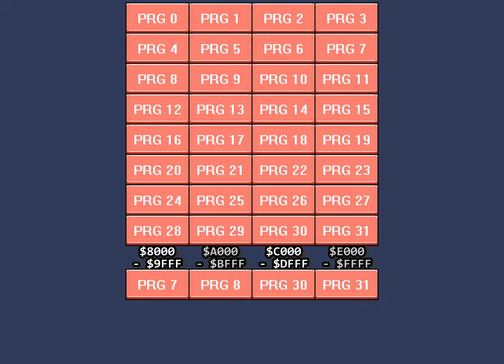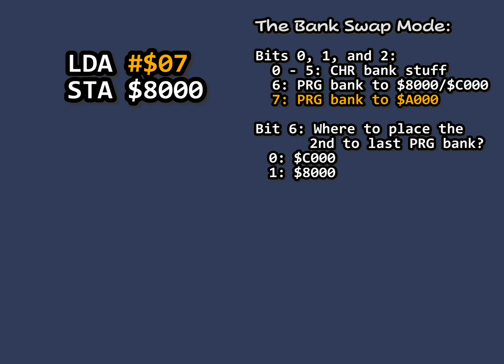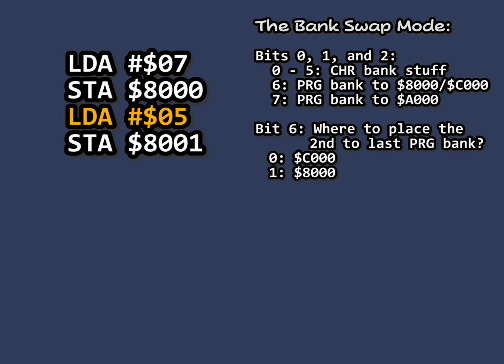So if we want to put, say, program bank 5 in the address A000 to BFFF range, we could start by writing 07 to address 8000 to set up the bank swap mode for this location, then write 05 to address 8001 to perform the bank swap.